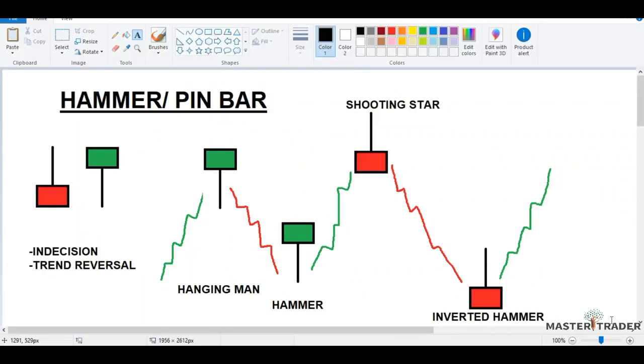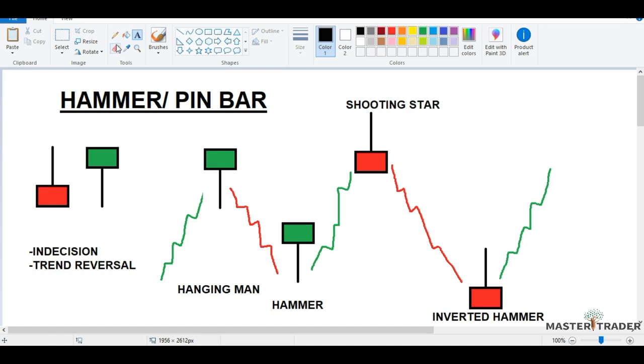So the second candlestick pattern that we're going to be discussing is called the hammer. Another name for this is pin bar. You may have heard of this or not. Name doesn't matter, guys, as long as you know what the pattern means and how to use it. So a hammer will generally look like this. By definition, one third of it is the body, and two thirds is the wick or the shadow.